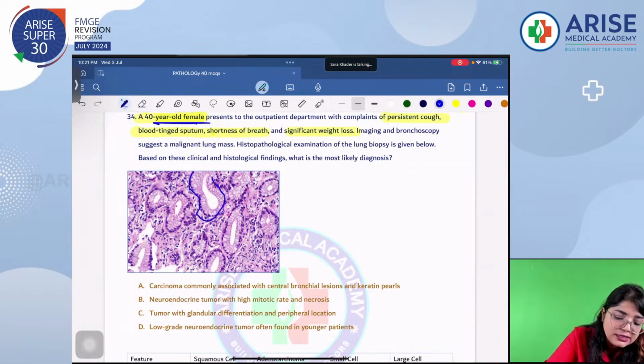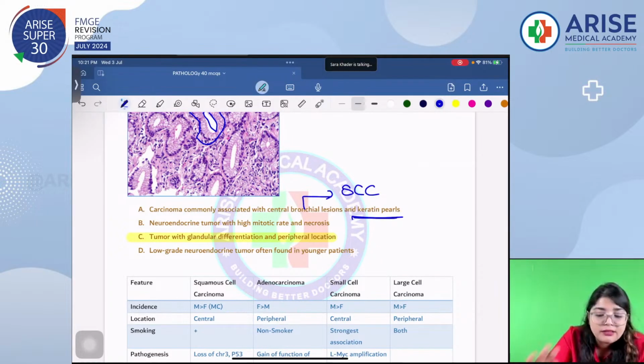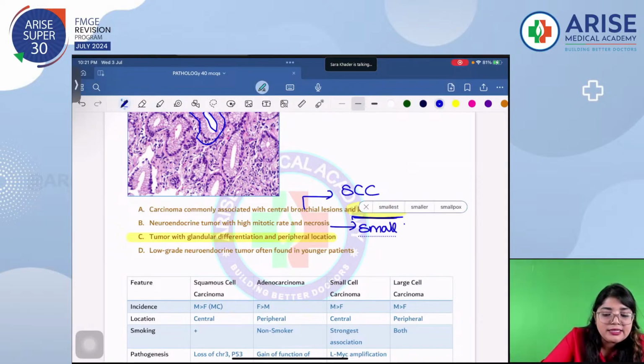The second thing you can see here is glands. Okay, you can see glands releasing mucin. So this must be a tumor with glandular differentiation. Carcinoma with central bronchial lesion and keratin pearls is squamous cell carcinoma. Any squamous cell carcinoma will show you the presence of keratin pearls. Okay, and then your endocrine tumor with high mitotic rate and necrosis, this is actually small cell. Small cell is nothing but an endocrine tumor. Okay, small cell lung carcinoma.